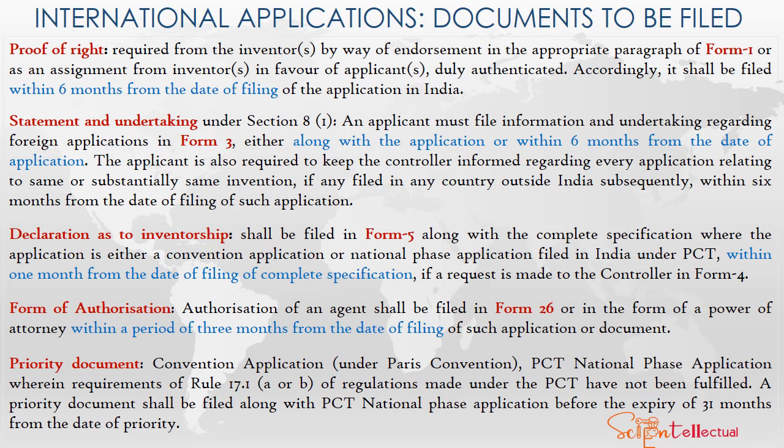Then declaration as to inventorship. It should be filed in Form 5 within 1 month from the date of filing the complete specification. And there is extension through Form 4. Another one is the form of authorization or power of attorney through Form 26 within a period of 3 months from the date of filing the application.